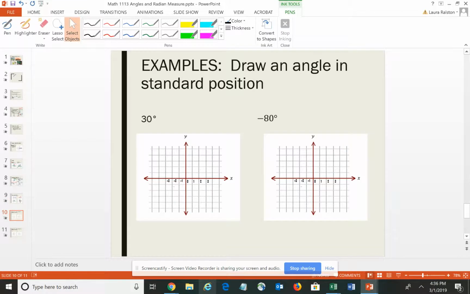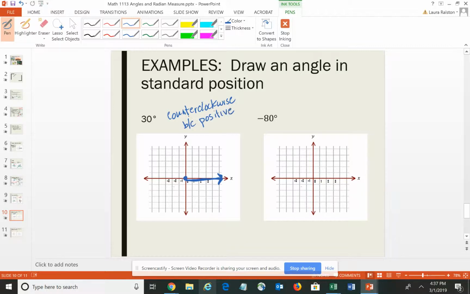If you're asked to draw an angle in standard position, we're not really using the protractor or any kind of measuring tool. We're just going to estimate where we think that would be. So the first one says 30-degree angle. So a 30-degree angle in standard position, vertex on the origin, initial side on the positive x-axis. I'm going to rotate counterclockwise because it's positive.